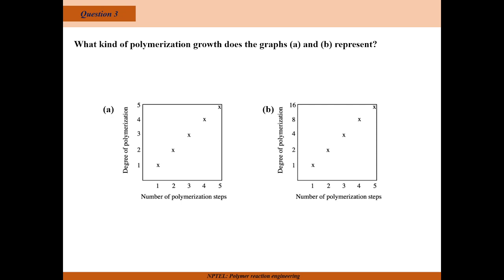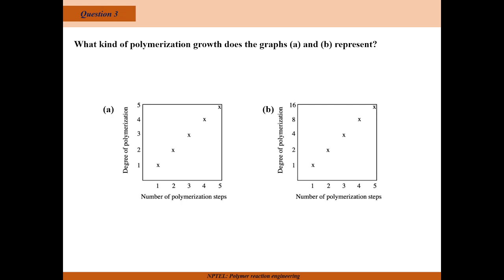A should be chain and B should be step. No, it is the other way. A is actually step and B is chain, because if you consider the number of molecules within a polymerization, in step growth it is going one by one, whereas in chain growth polymerization, chains are getting added to the polymer.